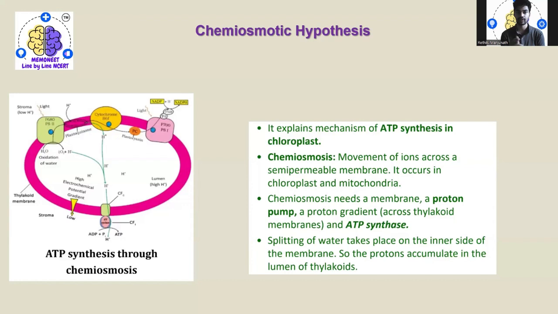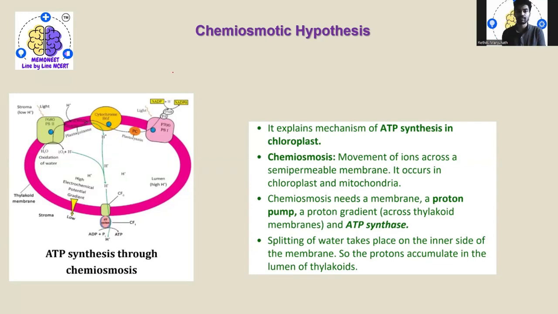And in this video, we are going to concentrate on the chemiosmotic hypothesis. Before, we got to know how exactly photosynthesis takes place and what the mechanisms under photosynthesis are. Today we are going to understand in depth the mechanism and all the processes that happen during photosynthesis, during respiration and all. The chemiosmotic hypothesis explains the mechanism of ATP synthesis in the chloroplast.